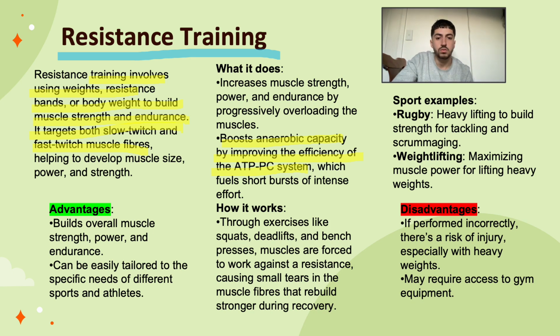And how it works is through exercises like squats, deadlifts, and bench presses. These muscles are basically forced to work against a resistance, causing small tears in the muscle fibers that rebuild stronger during recovery. Some sporting examples include rugby and weightlifting. So in rugby, heavy lifting to build strength for tackling and scrummaging, and then weightlifting, maximizing muscle power for lifting heavier weights.